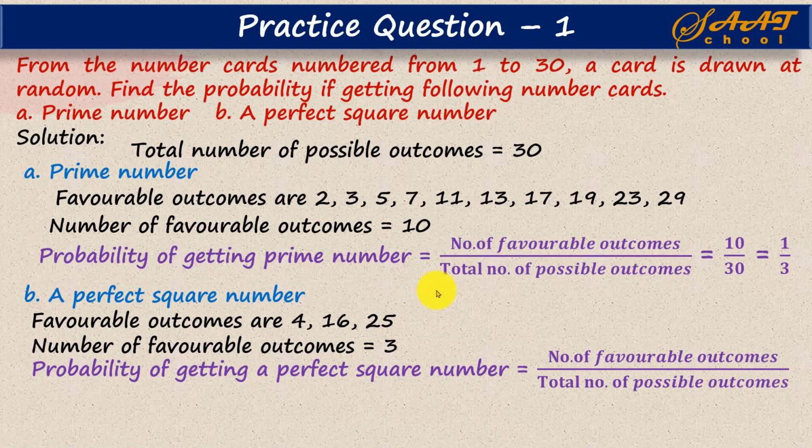Here number of favorable outcomes we have 3, and possible outcomes we have 30, and that is finally 1 by 10. So this is how we find probability of prime number and probability of getting a perfect square number.